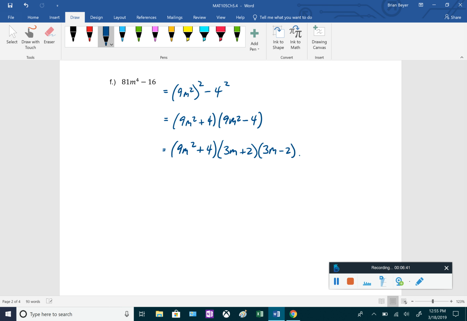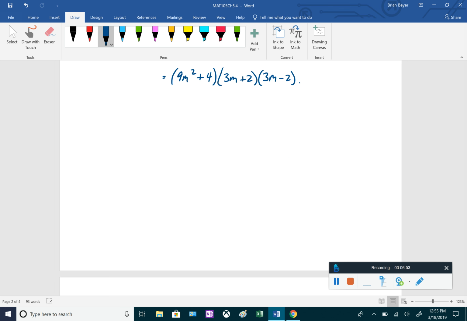Okay, so a little bit harder again for that one. It was degree 4, so we should be expecting to have to factor it twice using this method. But that is factoring using the difference of squares method.